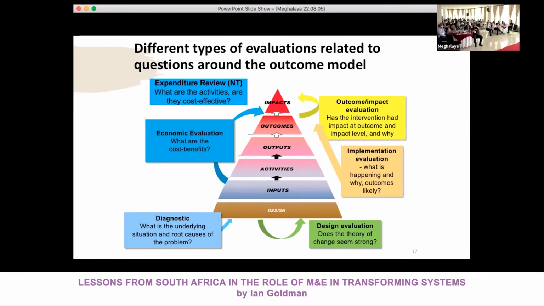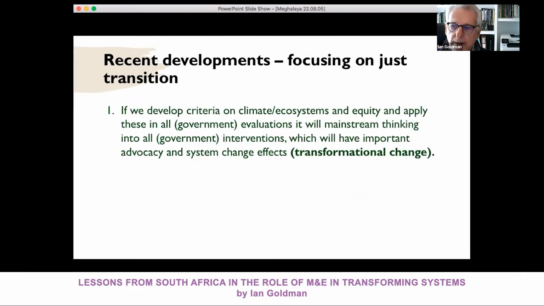So now I'm going to skip a lot of the other monitoring and evaluation systems, but in the presentation I'm giving Sanjeev, there are some hidden slides which show some of these other systems, if you're interested.